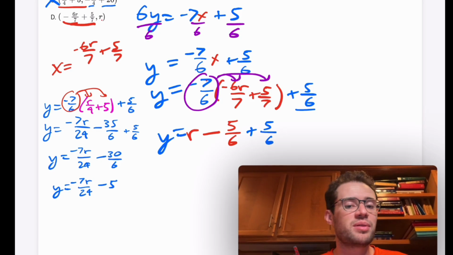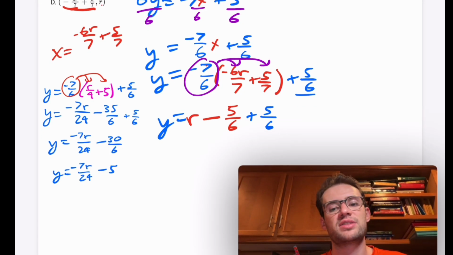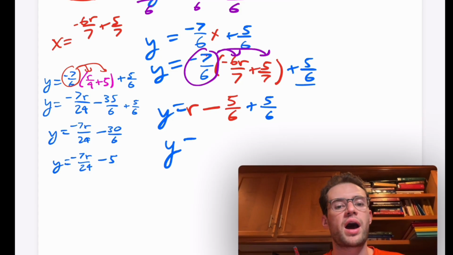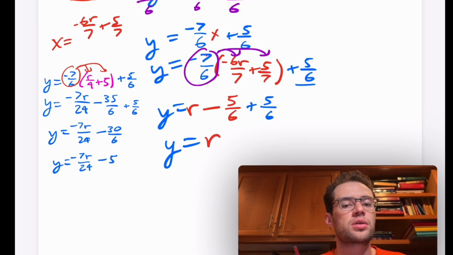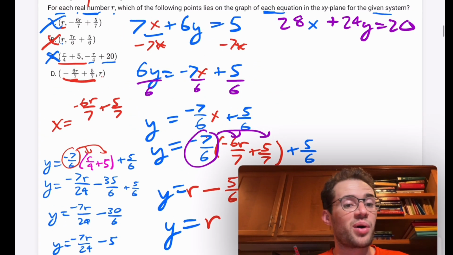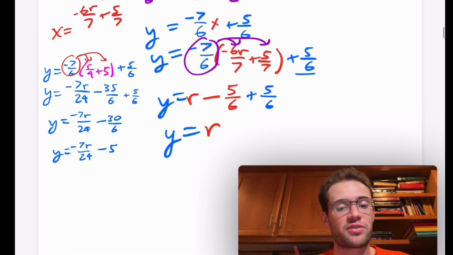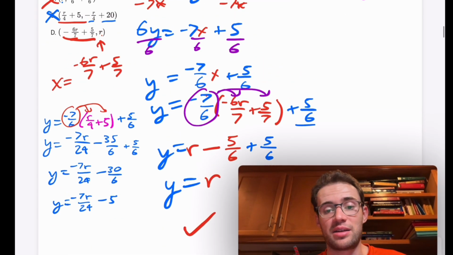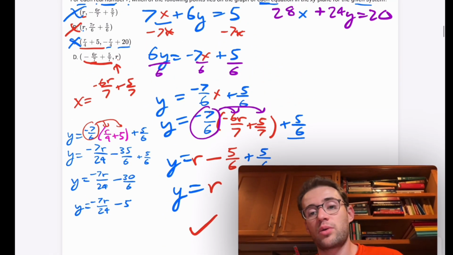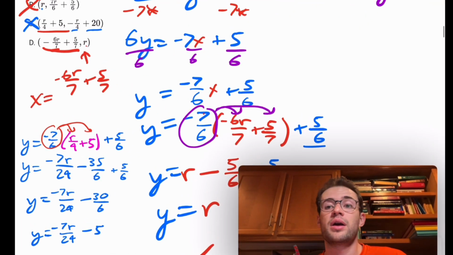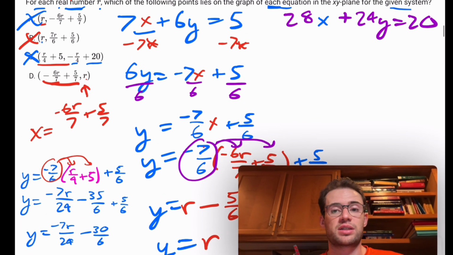Maybe this was the faster way to do it, because the negative 5/6 and the positive 5/6 cancel out. We get y is equal to r, which is what we wanted. So this does work for the first equation. None of the other ones did. Again, if you were in a rush, you could just say, I now know very confidently D is going to be the correct answer.